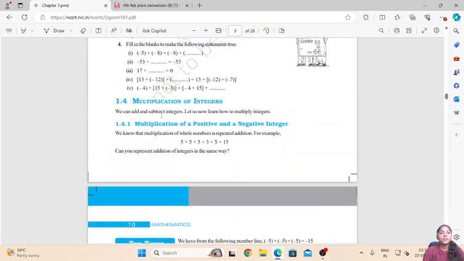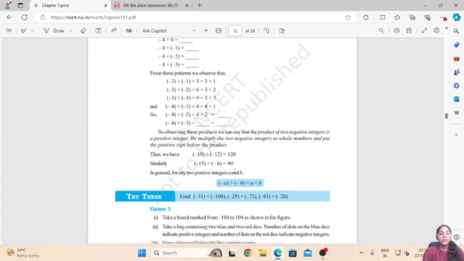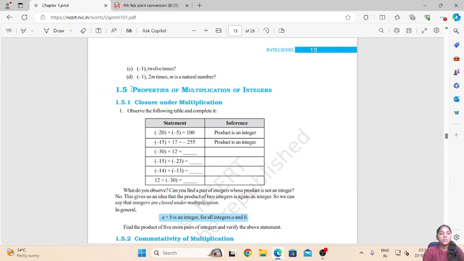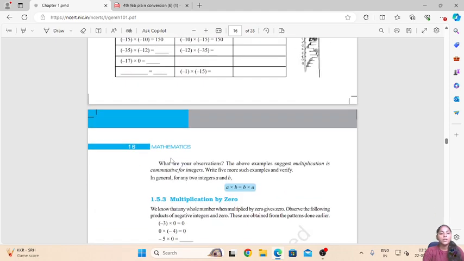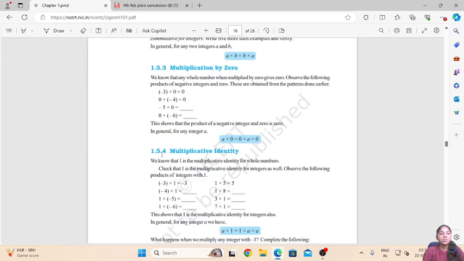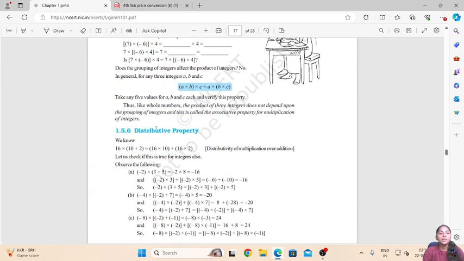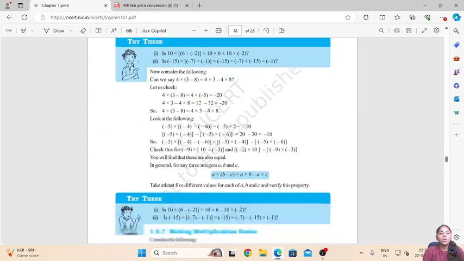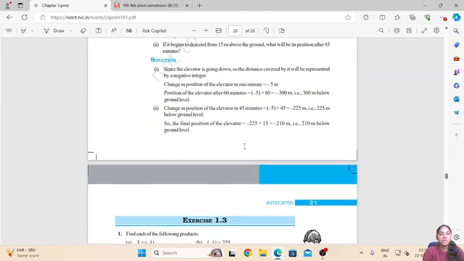So, we had learned the multiplication of integers and the properties of multiplication in the last class. These properties of multiplication of integers we had learned: closure under multiplication, commutativity of multiplication, multiplication by zero, multiplicative identity, and the associative property and distributive property of multiplication of integers. So all these we had completed in the last class.